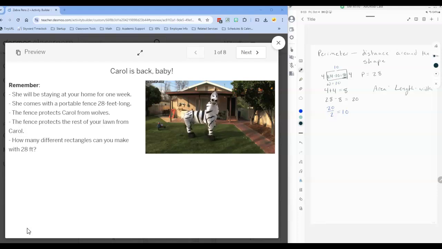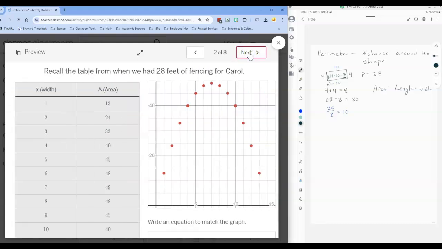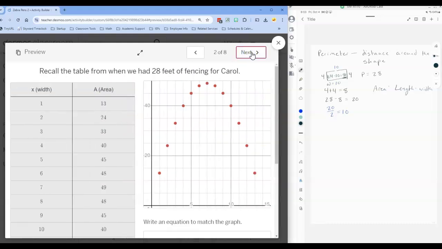Now we can make a bunch of different rectangles like this, and we did this in class a few weeks ago in groups. People came up with all the different rectangles we could find, and we tried to maximize the area. And if you go on to the next page here, page 2, you'll see that they have already filled out this table for us, which is really handy. So when the width was 1, they found the area was 13. When the width was 2, they found the area was 24.